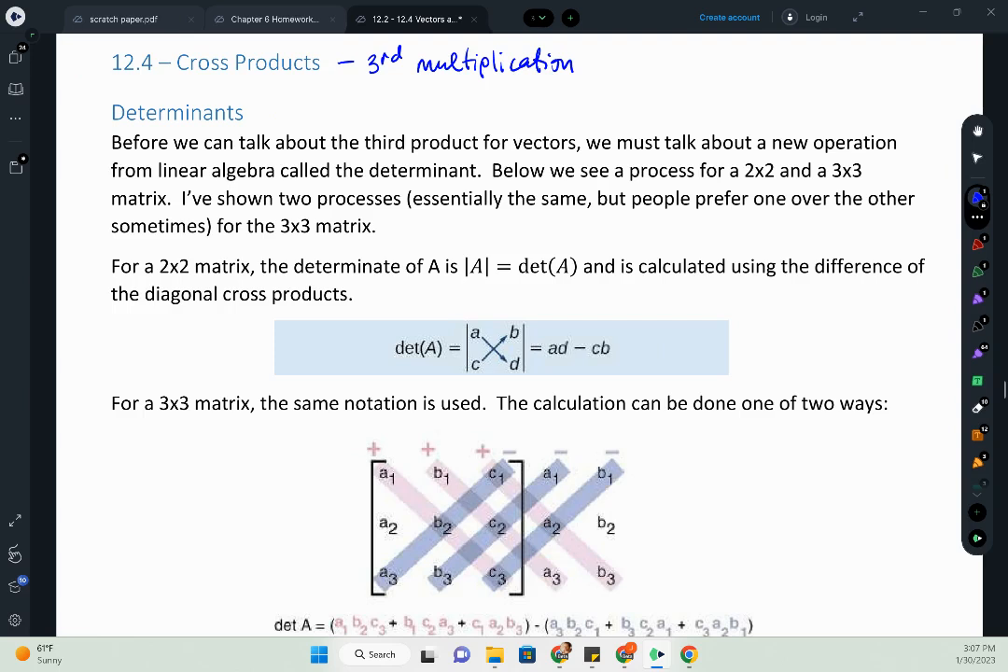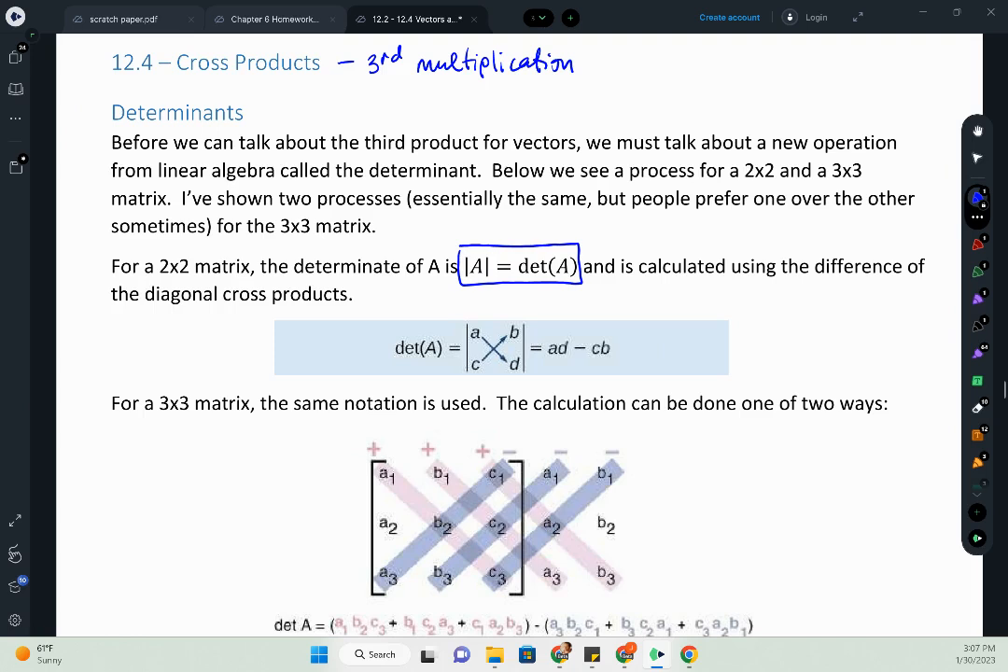Okay, so with determinants, we have a few different types of notation. What looks like absolute value bars on a capital A actually just means determinant of A. So you see the two different ways to write that: those magnitude bars with an A, or det of A. Either one is acceptable, but you just need to know when you see one or the other that it means the same thing.